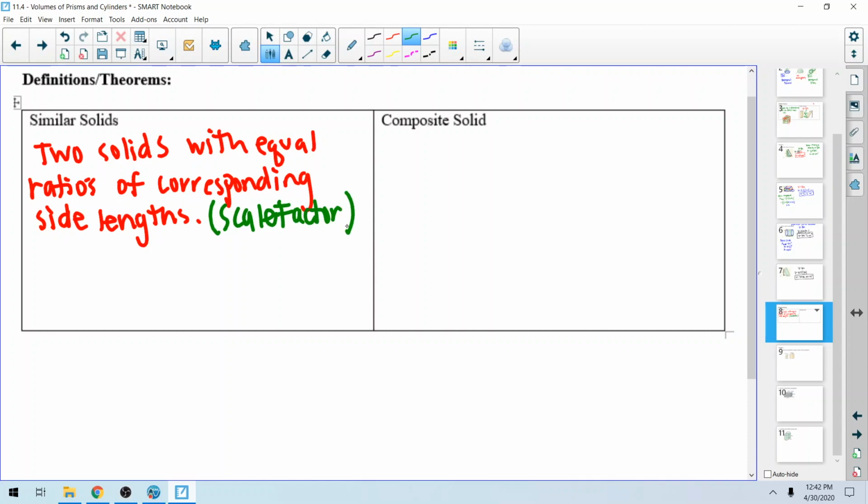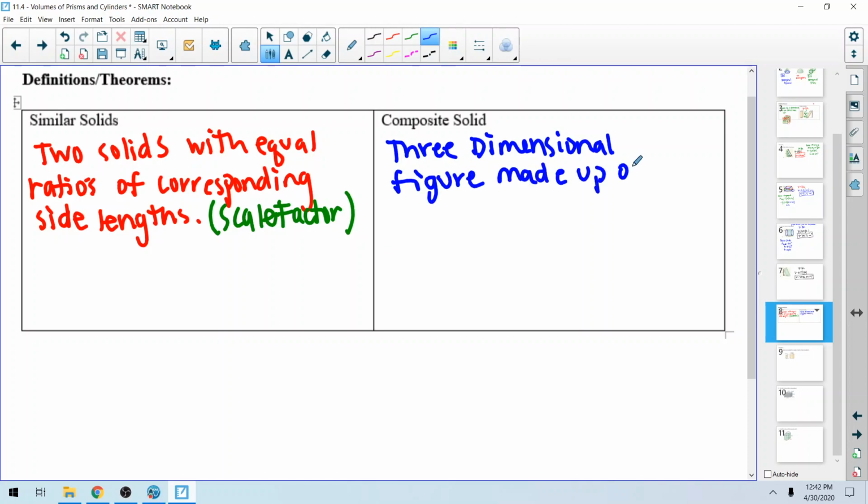Okay? Now, a composite solid is a three-dimensional figure made up of two or more figures. So this is when we start taking a cylinder and putting a cone on top of it, or we take a prism and we put something else on top of it, or we take two things and stick them together, and you'll see that once we do our examples here.